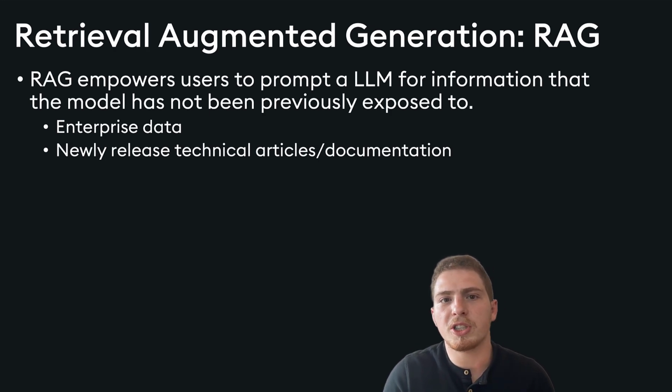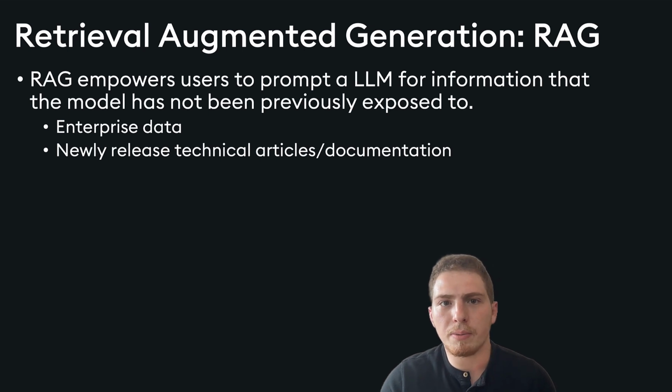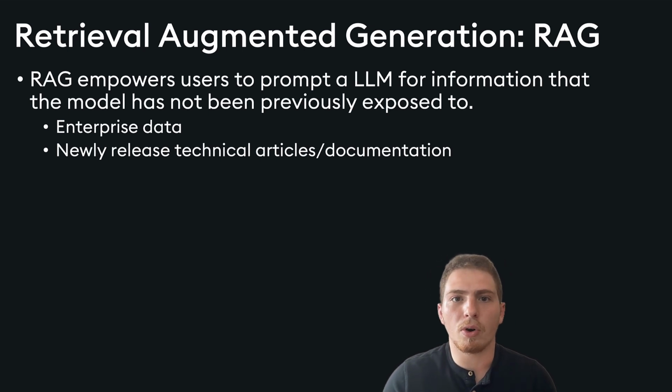And this could be your specific enterprise data that hasn't been exposed to the internet, or it could be newly released technical articles or documentation. Or it could be sensitive information that ChatGPT or a large language model has already been exposed to, but needs to be reminded of so that it doesn't make mistakes. Because again, large language models compress information, and that means that they're not as good at regurgitating information as something they've seen more recently.